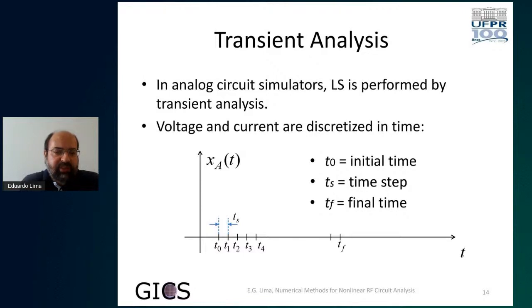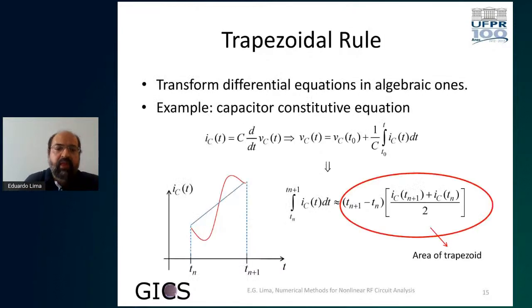In analog circuit simulators, the large signal analysis is performed by the transient analysis. In transient analysis, voltages and currents are uniformly sampled in time. The user must set the simulation initial time, T0, the simulation time step, TS, and the simulation final time, TF. In transient analysis, equations with derivatives are replaced by algebraic ones by using a method of numerical integration.